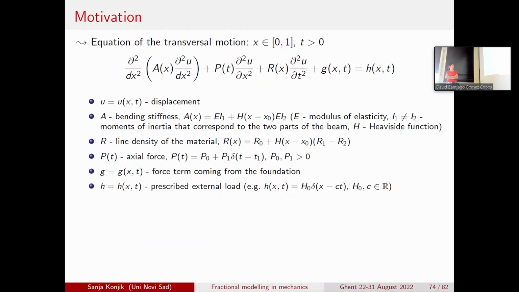So A is the bending stiffness. You see it is given in the form, here we have the Heaviside function, which means that we have a rod which has two different cross sections. So at one moment the cross section changes, let's say from a thin to a thicker part.